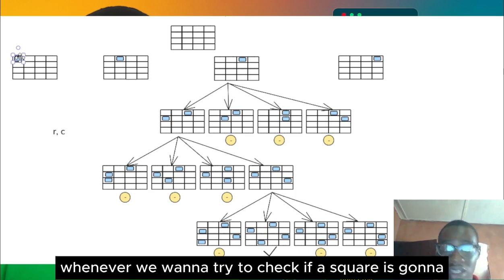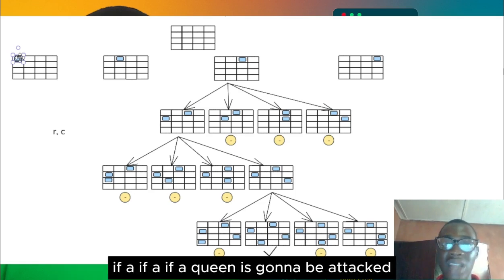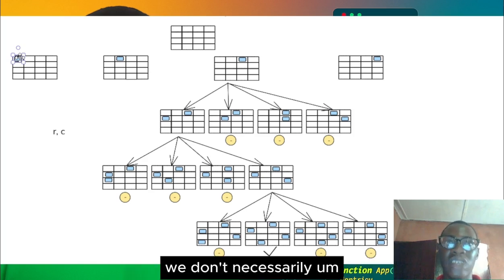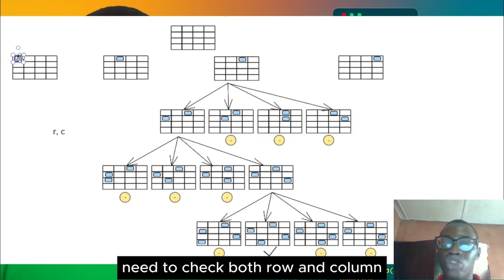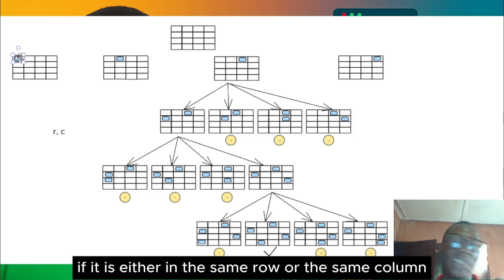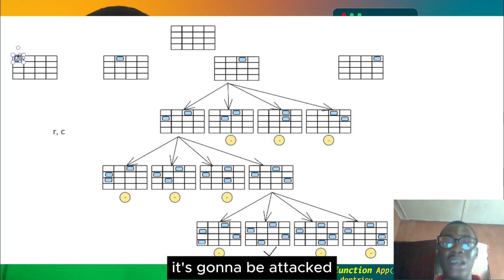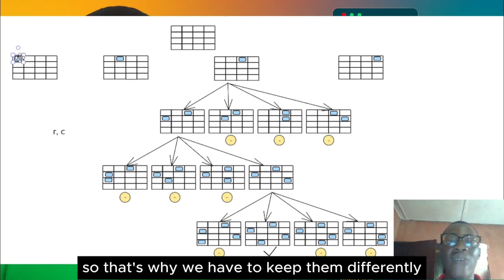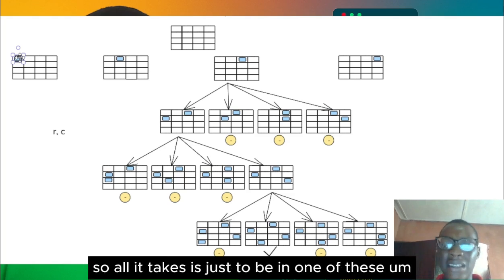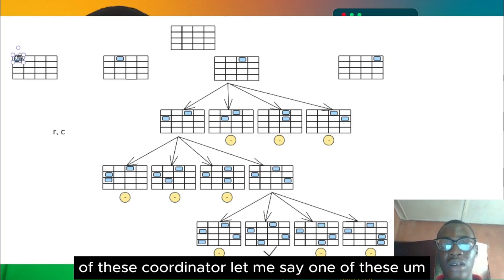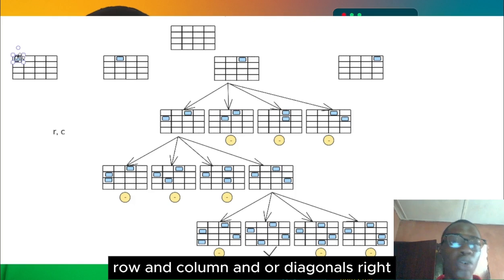And why we are doing this is because, don't forget, whenever we want to check if a queen is going to be attacked, we don't necessarily need to check both row and column. If it is in either the same row or the same column or the same diagonal, either of these things is going to get it attacked. So that's why we have to keep them separately. All it takes is to be in one of these rows, columns, or diagonals.